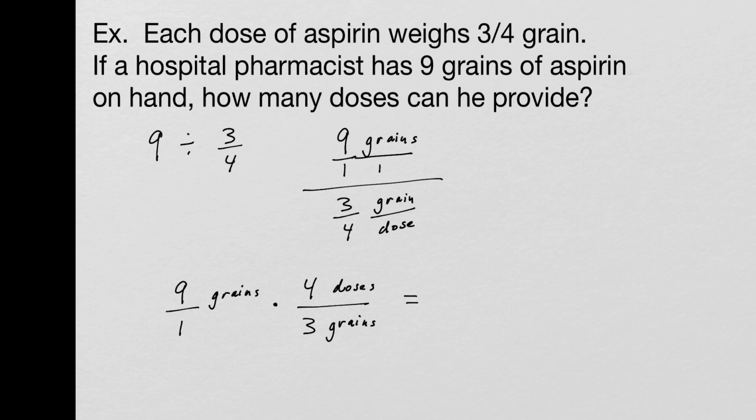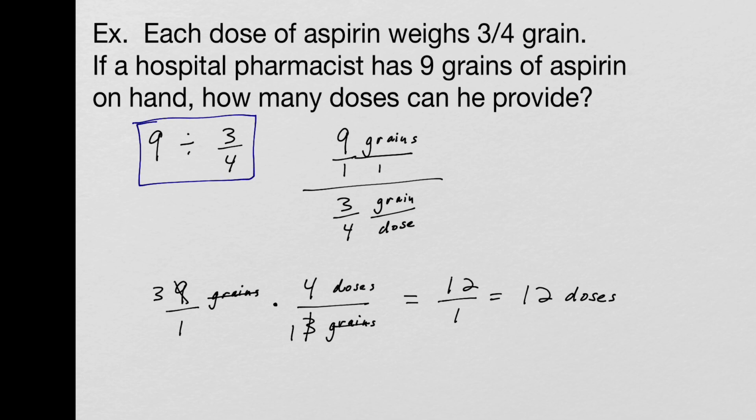And notice here now, to multiply these, first of all, I can simplify, right? 3 goes into 3 once, 3 goes into 9 3 times. I can cancel the units of grains, and I end up with what I want, which is the number of doses. So 3 times 4 is 12, 1 times 1 is 1, so this is going to be 12, and it has units of doses. So 12 doses. But really it was nothing more than a division problem. We just had to divide 9 divided by 3/4. Okay, and you may have seen that intuitively. It also works out if we look at the units.